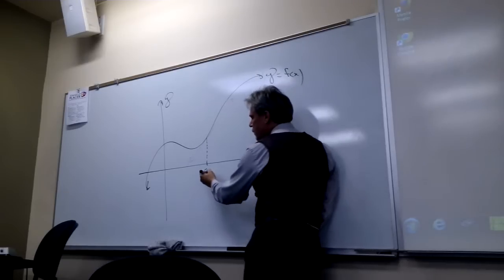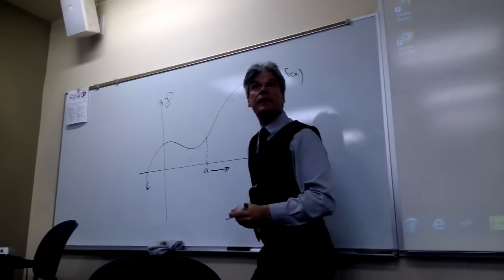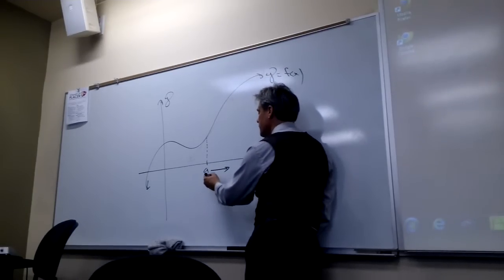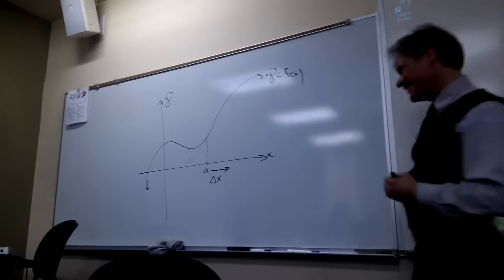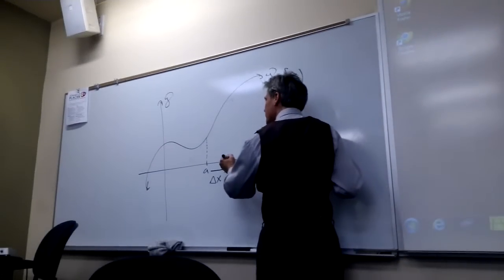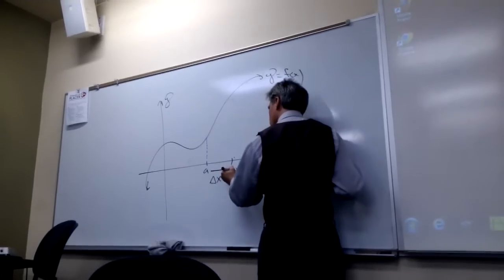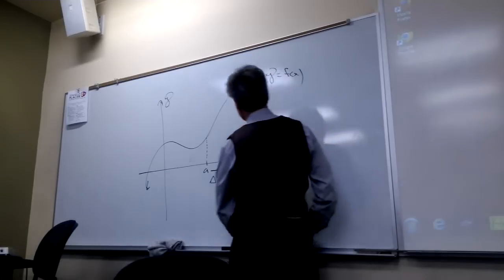And if I moved over a certain distance to the right, I like that upper Greek letter delta for distance. So how about moving over to the right delta x? That plants me right here, which is located at a plus delta x. Oh, I didn't go far enough with my tangent line. Hold on.